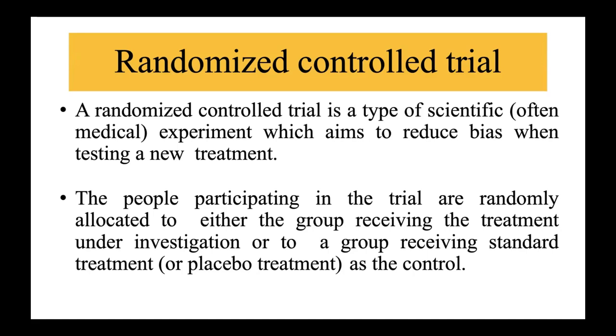The people participating in the trial are randomly allocated. Everybody has a chance to participate in it. They are allocated either to the group receiving the treatment under investigation, or to the group receiving the standard treatment or placebo. This is called randomized. There are three important things. What are the three important things required for the randomization?